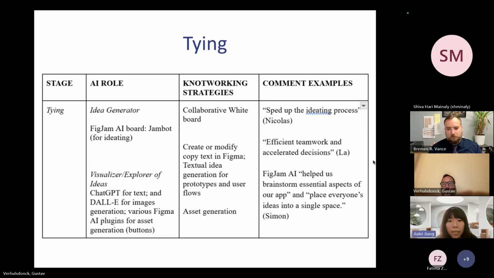For instance, students like Nicholas and La, of course, we're using student pseudonyms in this study, appreciated how quickly these tools enabled collaborative brainstorming and efficient idea organization. Simon also highlighted how Figma's Gembot feature significantly sped up his group ideation and helped them move swiftly from very broad concepts to more concrete app designs. Next slide, please.